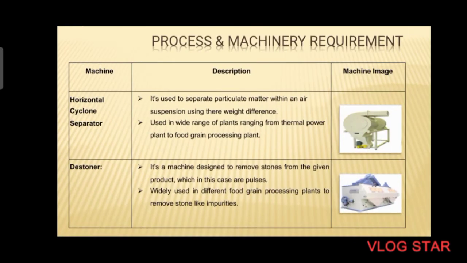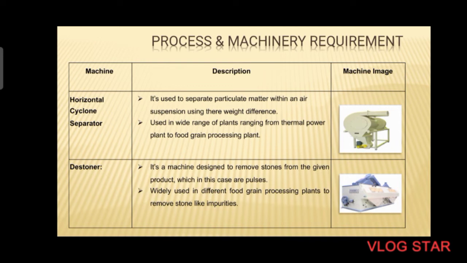Let us discuss the machines which are used for dehusking of pulses. First one, horizontal cyclone separator. It's used to separate particulate matter within an air suspension using their weight difference. Used in a wide range of plants ranging from thermal power plants to food grain processing plants.